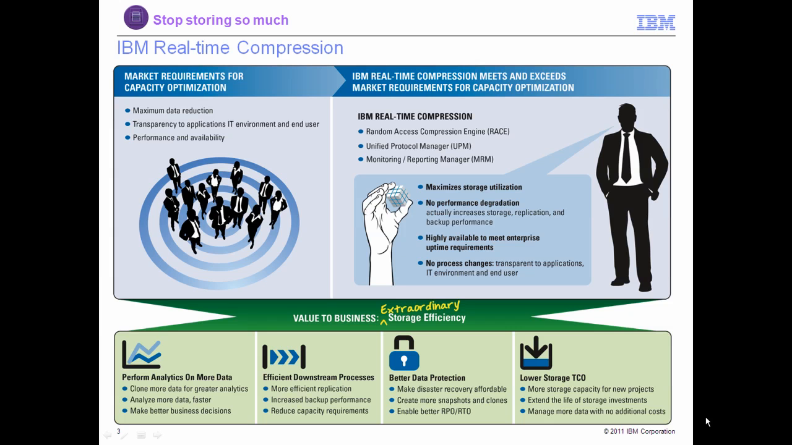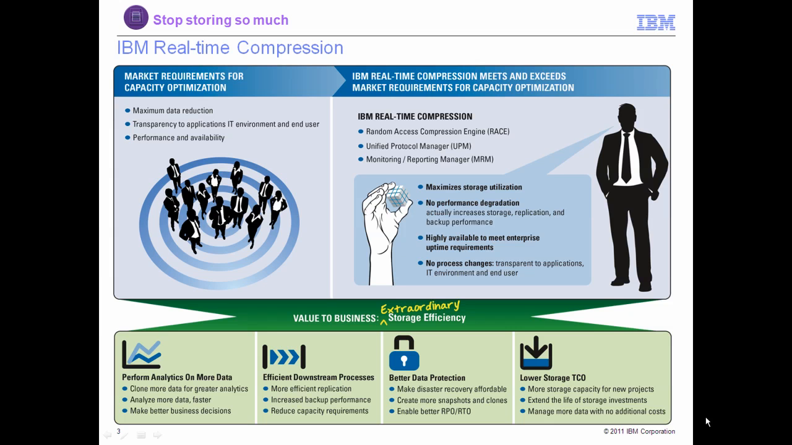This technology is made up of 3 components. It has over 35 patents, none of which have anything to do with compression, but how to make compression both real-time and random access. The core engine of the IBM real-time compression technology is what we call the RACE engine, or the random access compression engine. It is where 85% of the intellectual property lives, and it is what allows us to do compression in real time.